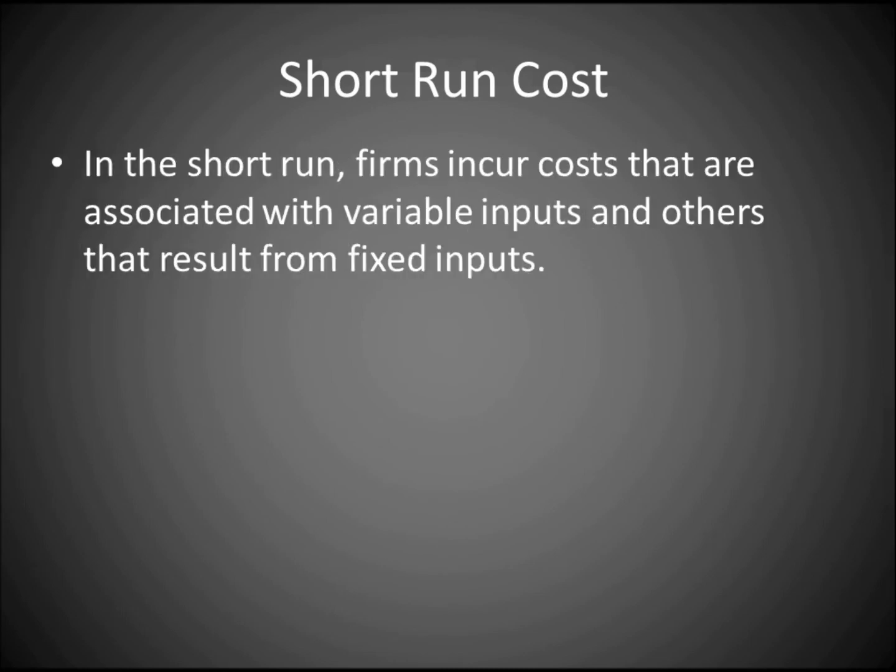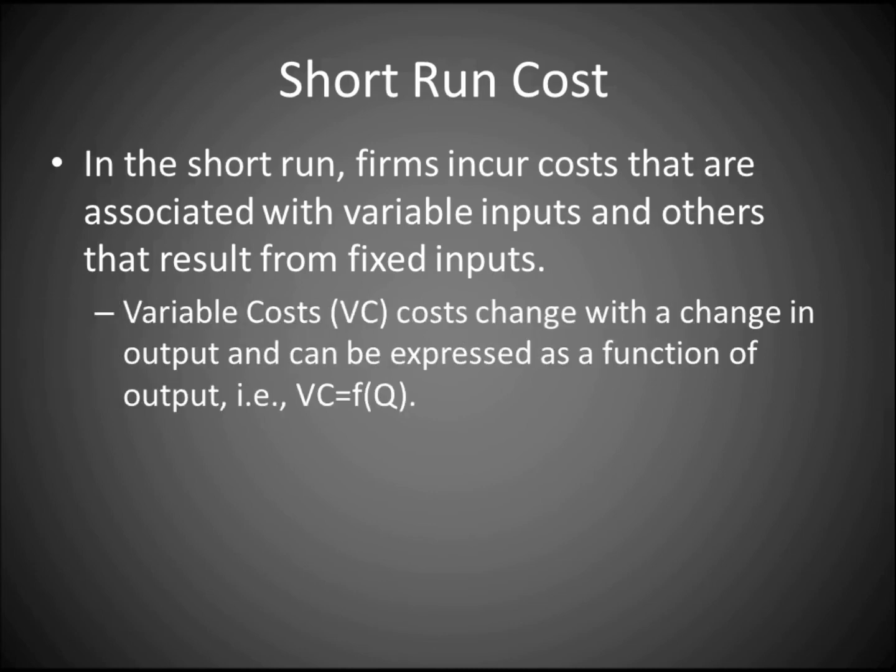Short run cost. In the short run, firms incur costs that are associated with variable inputs and others that result from fixed inputs. So their cost curve is made up of two different kinds of inputs. They have variable costs, costs that change with a change in output, and those are expressed as a function of output. So your variable costs are a function of how much output you want to create, because you're going to have to change your variable inputs in order to accomplish that.